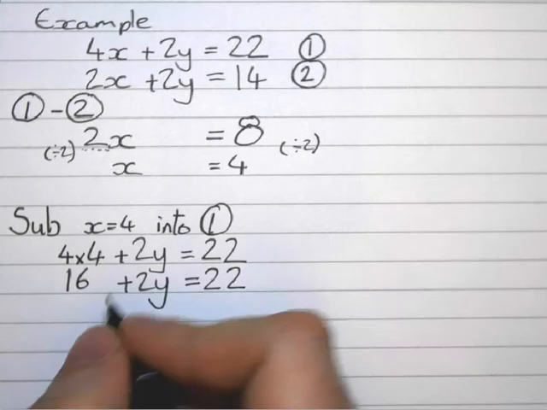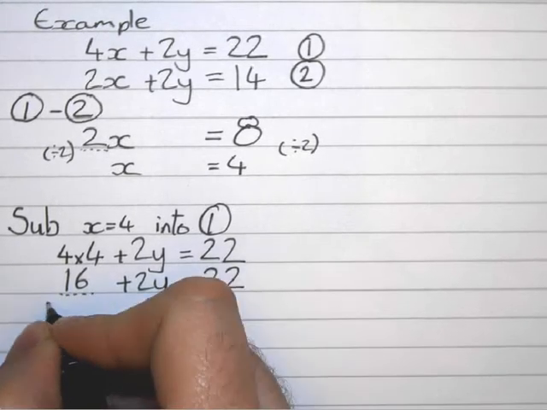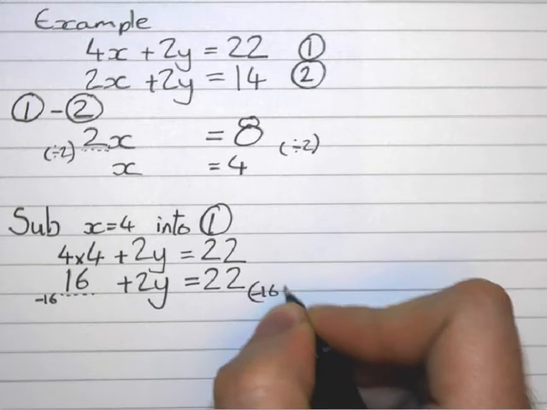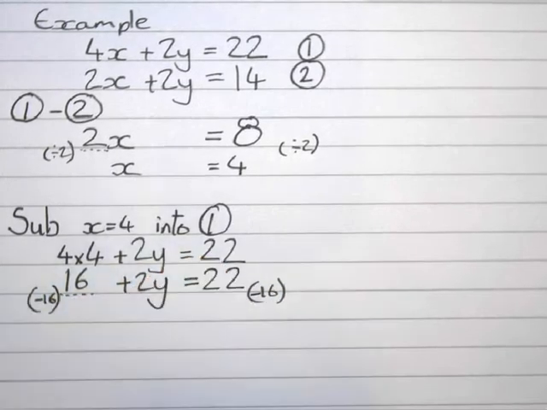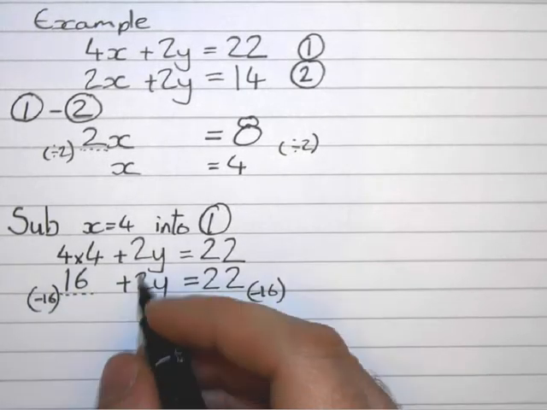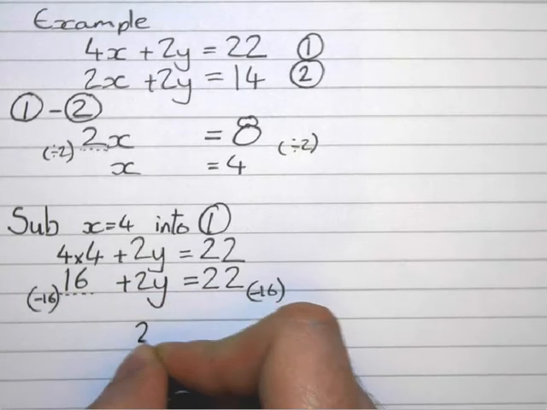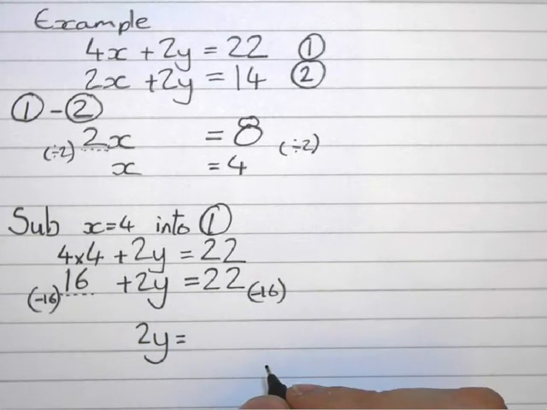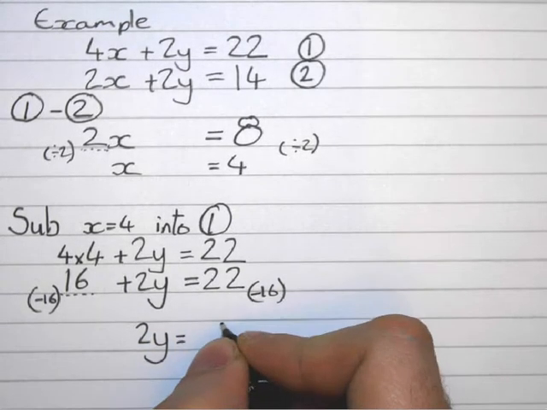Just doing our basic solving. So we want to get rid of the 16. We take it away on both sides. So 16 goes to 0, leaving us with just the 2y. 22 take away 16 gives us 6.